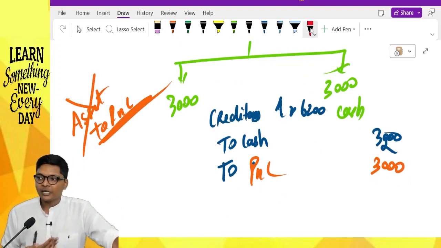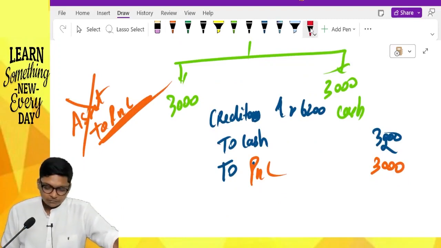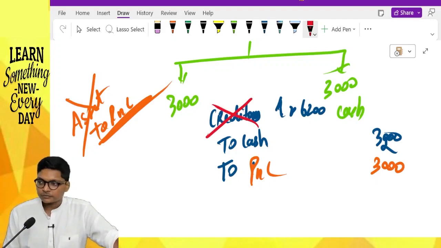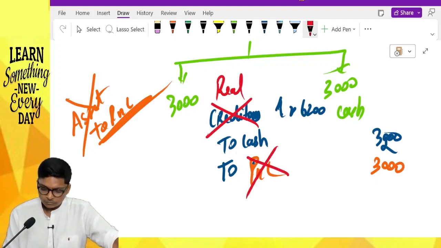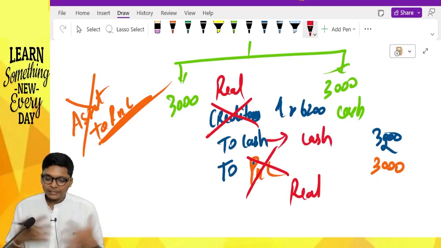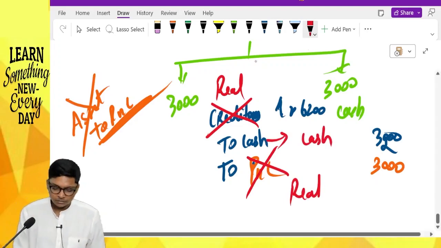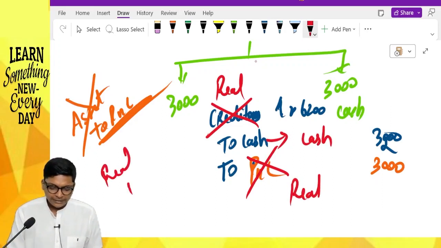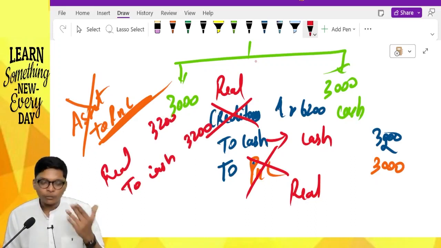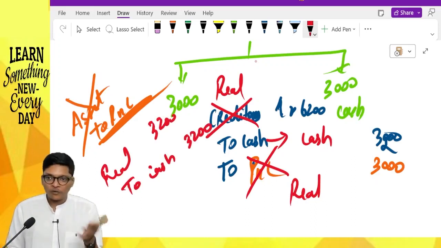Now we have to pass the dissolution entry. Will I debit creditors? What will I debit? Will I credit P&L? Realization. Will I credit cash? To cash. Again, net of entry is what, guys? Realization account debit to cash 3,200. Now there is no need to pass an entry for the unrecorded asset. You will still account for profit. Let me show you how.